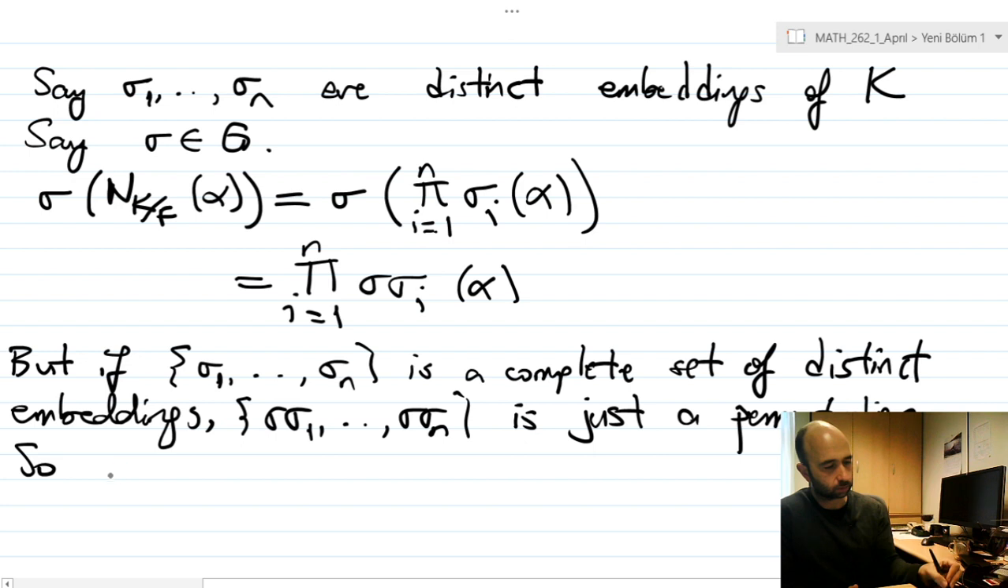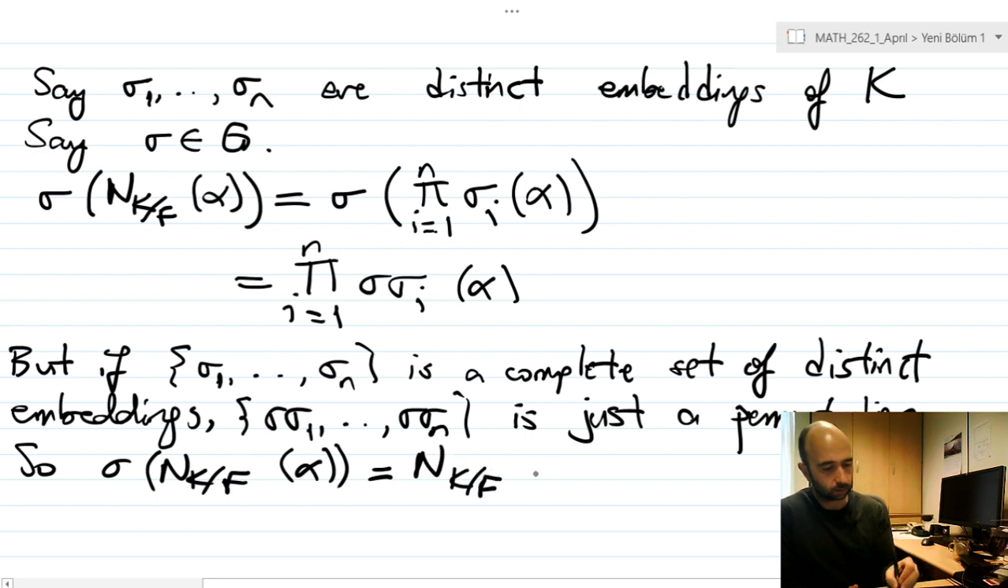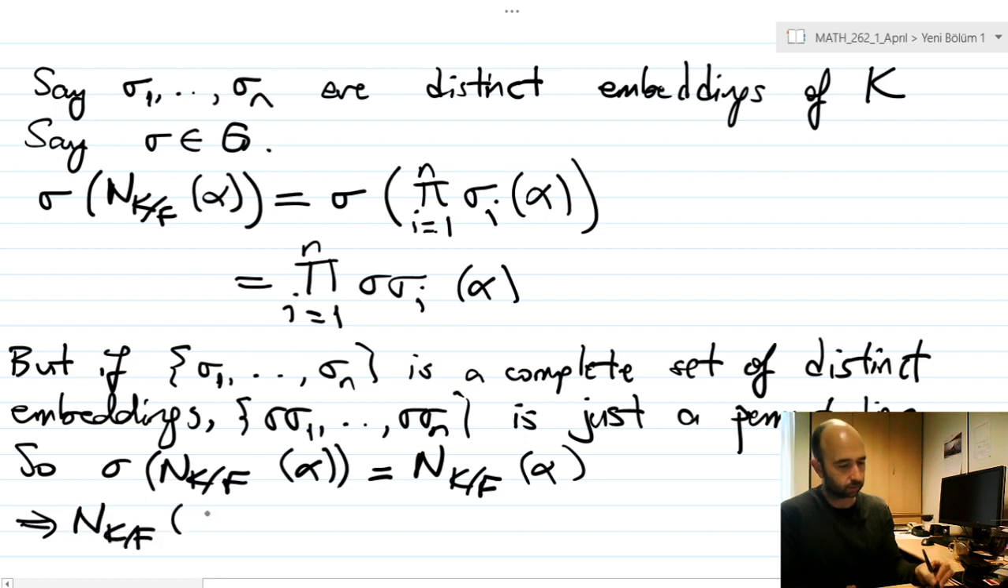So the result is again the norm of alpha. The proper way to say this group theoretically would be, these correspond to different left cosets of H, and if you compose them on the left by sigma, you again get the same list of cosets, one for each. Okay. And this shows that N_{K/F}(alpha) is fixed by all group elements, so it must belong to the base field. So this is the proof of part A of the proposition.